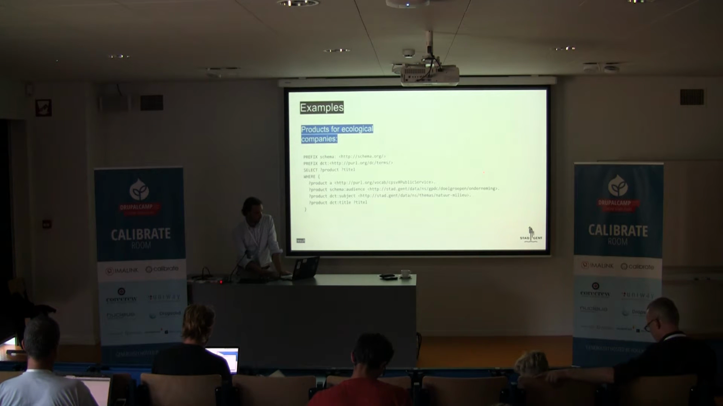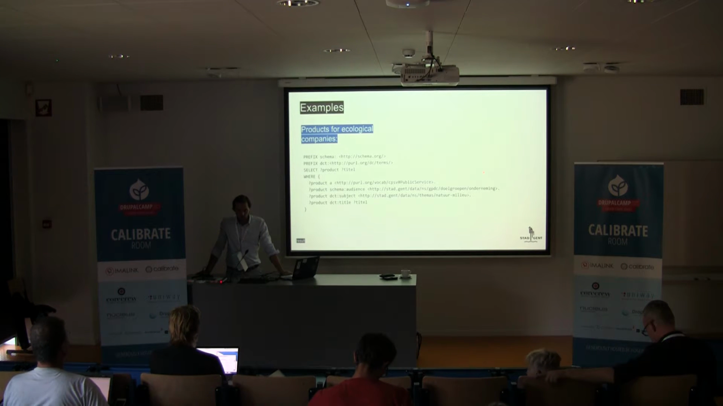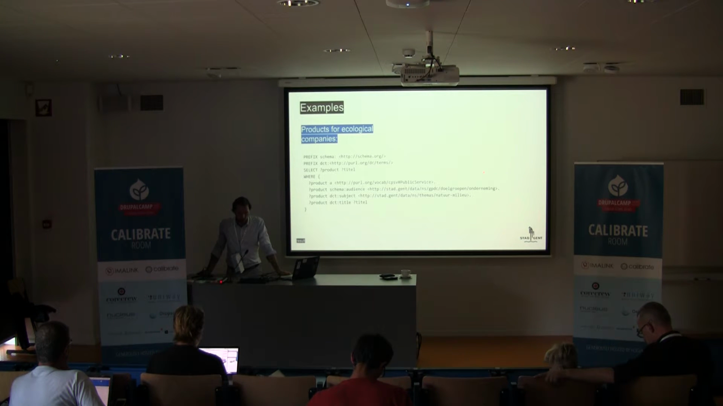I have two more examples. If you're interested in doing ecological stuff with your company, for instance, you can probably get some of the products of the city. This is a query where we will get ecological products. Very simple, we will get a product, we'll get its title, which has as an audience a business, and which has a subject that is nature and environment.